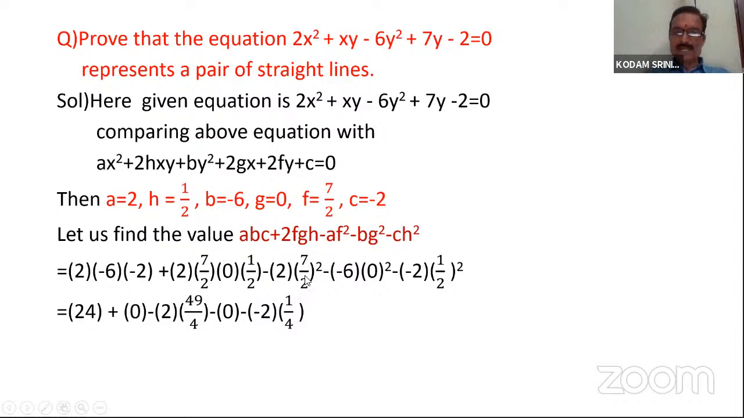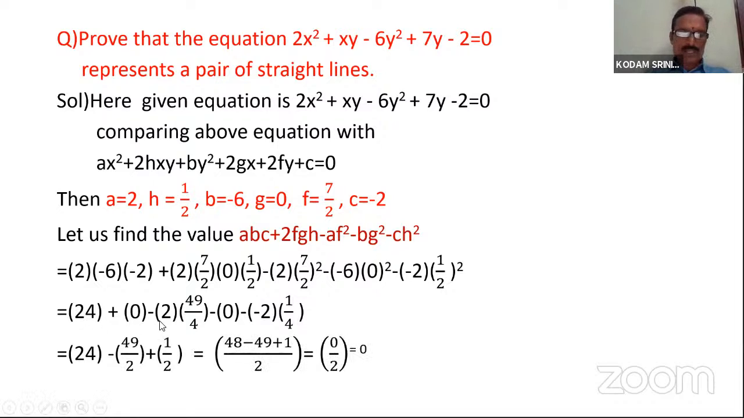0 into something will be 0. Next here, 7 by 2 whole square is 49 by 4 into 2, that is 2 into 49 by 4. Similarly, this term also will be 0. Next here, 1 by 2 whole square is 1 by 4. Next to minus 2, minus 2 into 1 by 4. After simplifying one more time, we will have plus 24 here, that is minus 2 into 49 by 4, 2 times, that is 49 by 2. Next here, minus into minus is plus, that is 2 into 1 by 4, we will have 1 by 2.